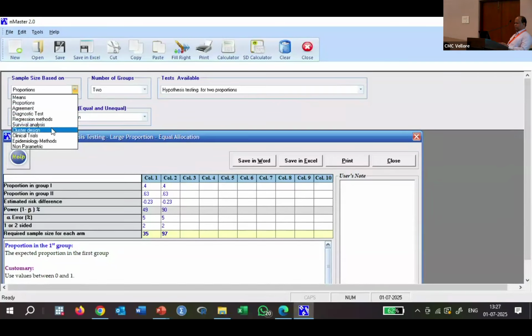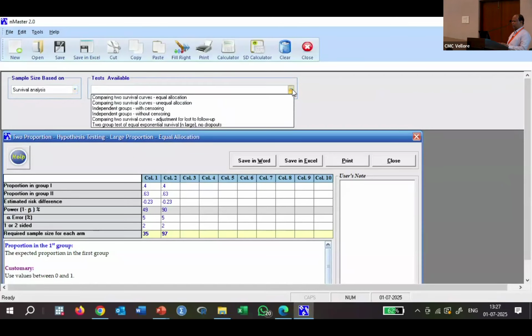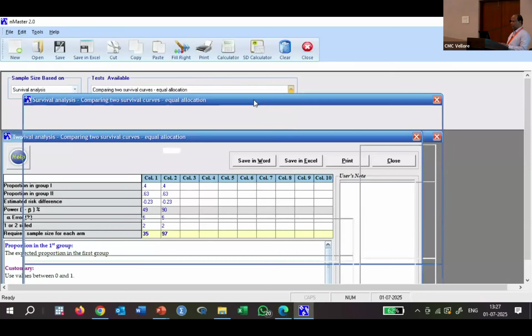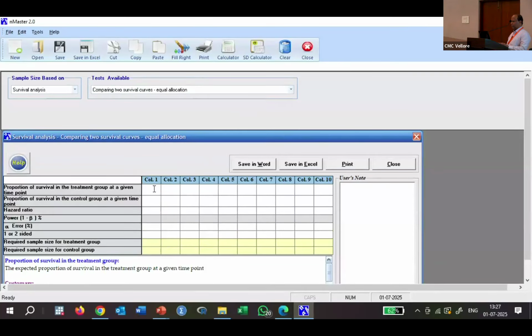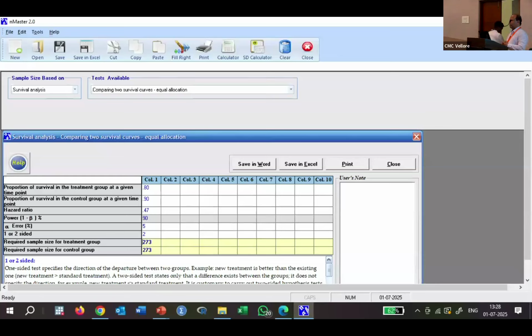You see survival analysis. Comparing survival curve to survival curve. This is what I have said: 80% probability of survival at 5 years. This is expected to be 90%, and hazard ratio 2 times more at that point in time. And power is 90%, alpha error is 5%. This is a 2-sided test. 273 in each arm.